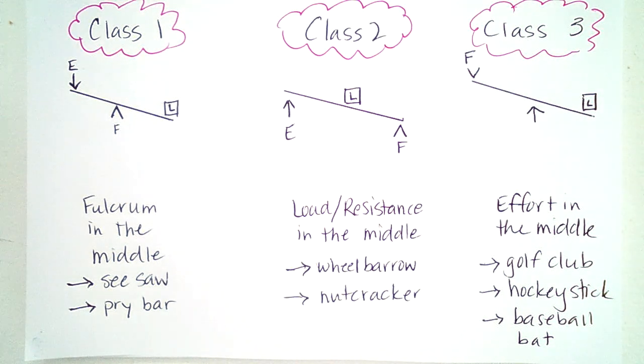In a class 1 lever, we have the fulcrum in the center. We have examples here, a seesaw and a pry bar. Oftentimes in a question, it will be like a board that needs to be used as a pry bar. For a class 2 lever, the load or resistance is in the middle, and examples of those would be wheelbarrows and nutcrackers. And then class 3 levers tend to be sports equipment, body parts, things like that. So golf club, hockey stick, baseball bat, and in that case, the effort is in the center.